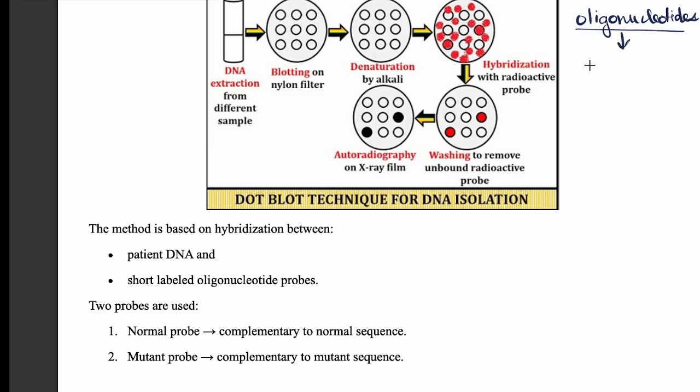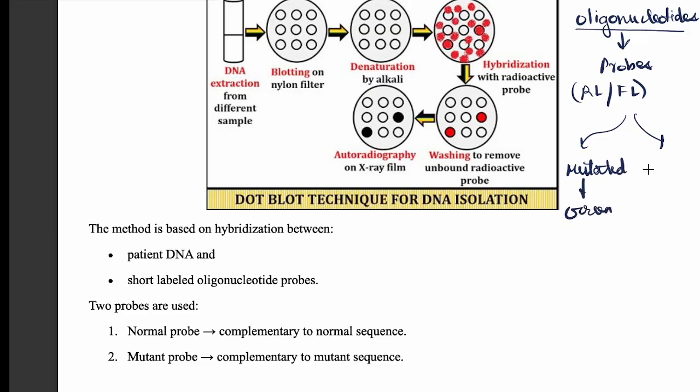The oligonucleotides are nothing but kind of probes which are radio labeled or fluorescently labeled. Now there are two kinds of probes which we have to first prepare before performing the experiment. One of them should be complementary to the mutated one, and suppose you are labeling it with green color. And the other one should be the normal probe, and you are labeling it with the blue color.